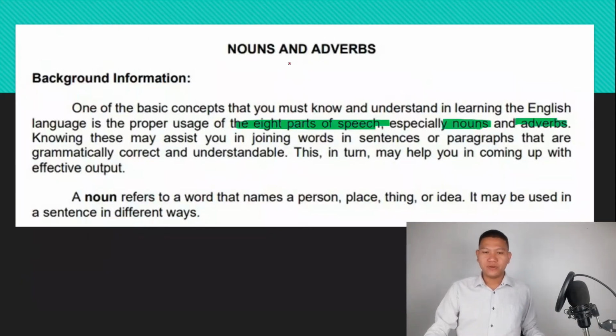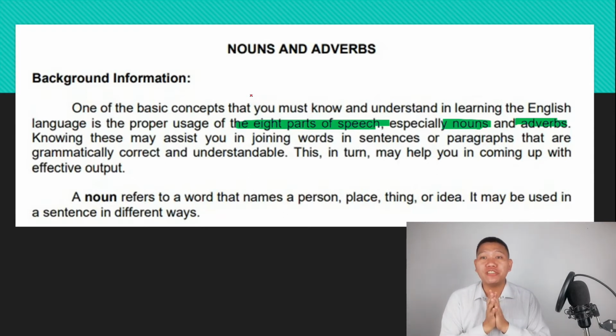Alright. One of the basic concepts that everyone must know and understand in learning English is the proper usage of the 8 parts of speech. These 8 parts of speech are the words we use in communicating, writing sentences and speaking sentences. So we have to know how they must be used correctly in order for us to use our language correctly as well. Especially nouns and adverbs. Knowing these may assist you in joining words and sentences or paragraphs that are grammatically correct and understandable. This in turn may help you come up with an effective output.